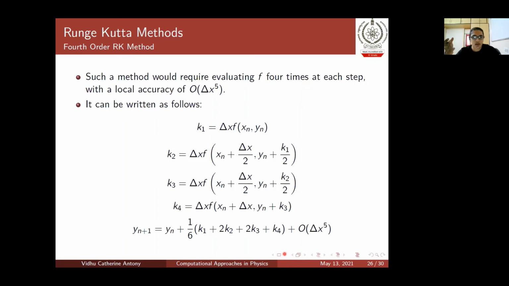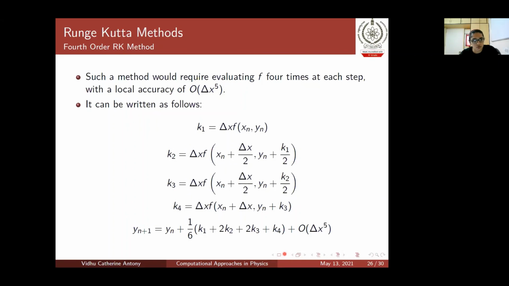We discussed the accuracy, the local accuracy. Now what do we have? We have K1, K2, K3, K4. Once you find all these K1, K2, K3, K4s, you substitute them back into this solution, the solution at a particular discretized point, and then you calculate. This is how the formula is going to be given to you.